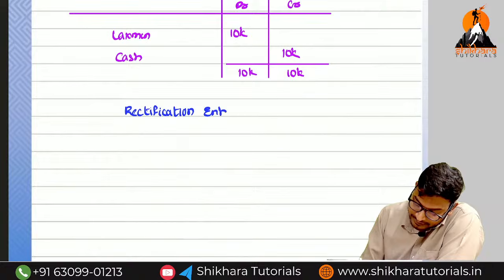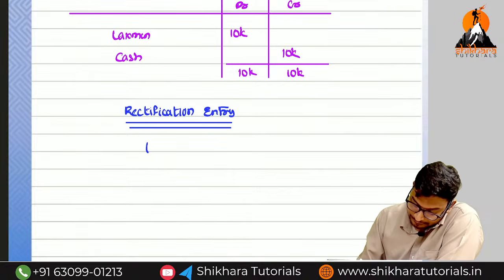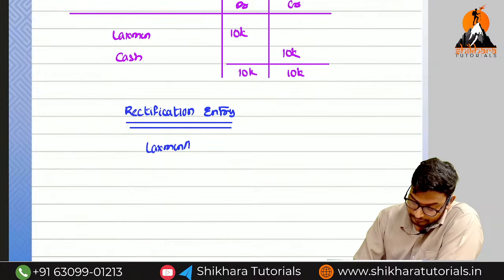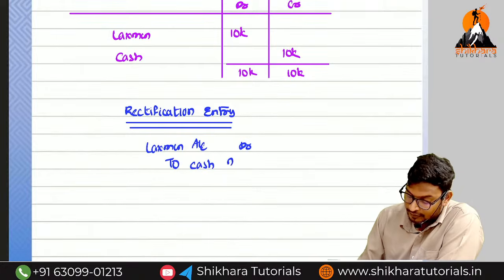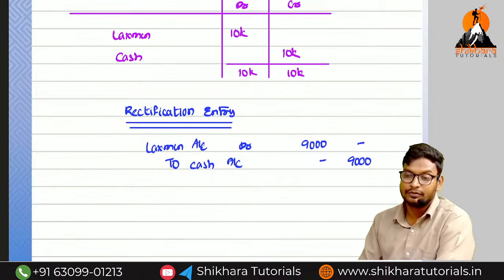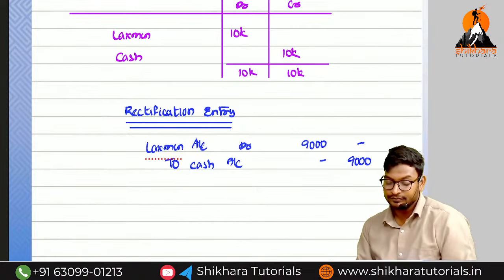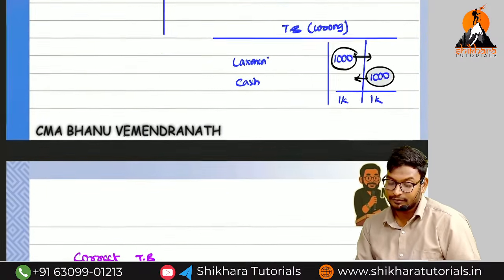So the rectification entry is the same. Lakshman account debited to cash account. But how much do we need to record? Only 9,000 and 9,000, because we are going to record on the opposite side. They are going to the opposite sides. Okay, guys? So this is how we have completed this one.